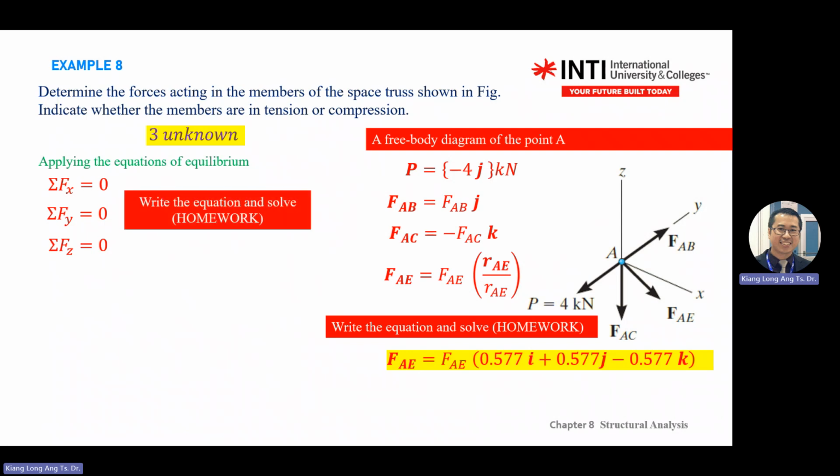At the end, you get FAC equals 0, FAE equals 0, and FAB equals 4 kilonewton. Because FAB pulls on the pin at joint A, it becomes tension, so T in brackets. If you see FAC and FAE equal 0, they are zero-force members. Remember?